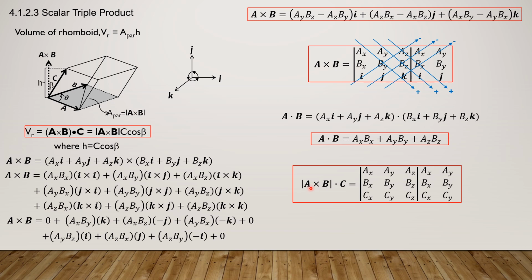Then for the scalar triple product, this is the expansion. You copy the components of the first vector, then components of the second vector, then components of this last vector, then copy the elements of the first two columns, then follow the sign convention, just like evaluating the determinant. Positive down to the right, minus up to the right.